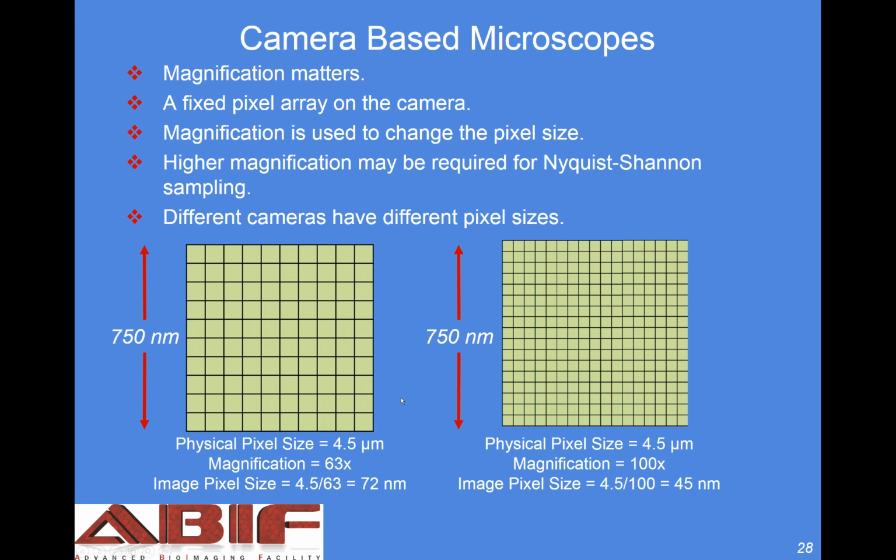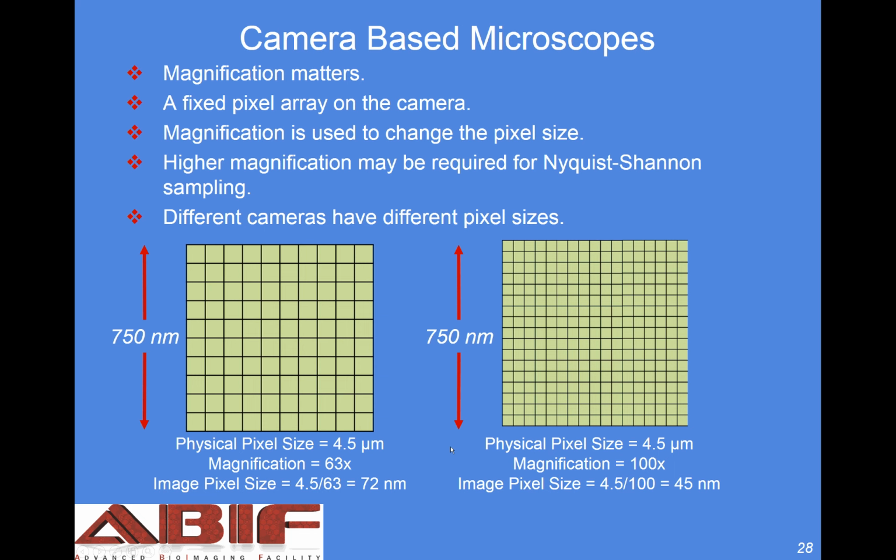So this example is using a fairly modern CCD camera that has very small pixels at 4.5 micrometers. And if you want to calculate the pixel size in your image, you basically take the physical pixel size on the camera and divide by the magnification of your lens. So in this case, the pixel size would be 72 nanometers. If we look at the same camera, but we have a 100x magnification lens, then the pixels would be 45 nanometers. So you can see from the schematic here that we have a lot more data points with the 100x lens than we do with the 63x lens.